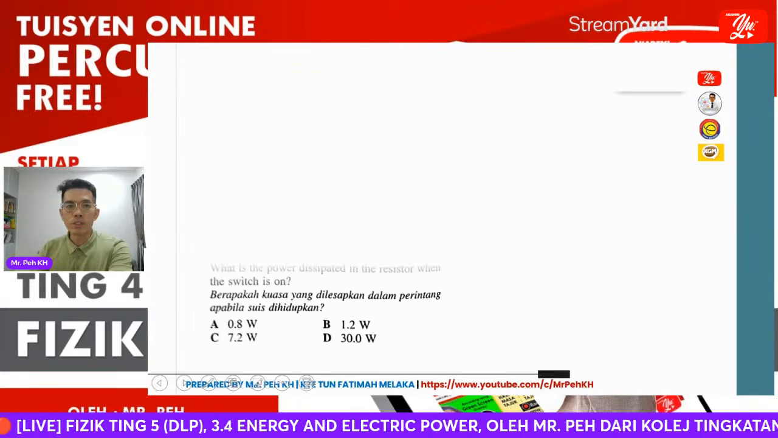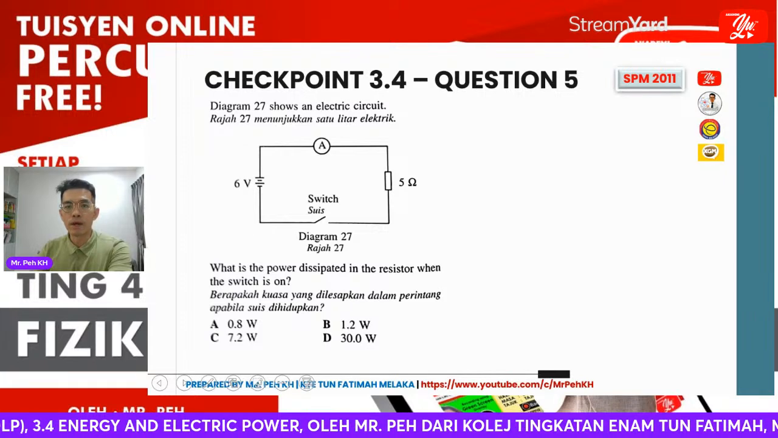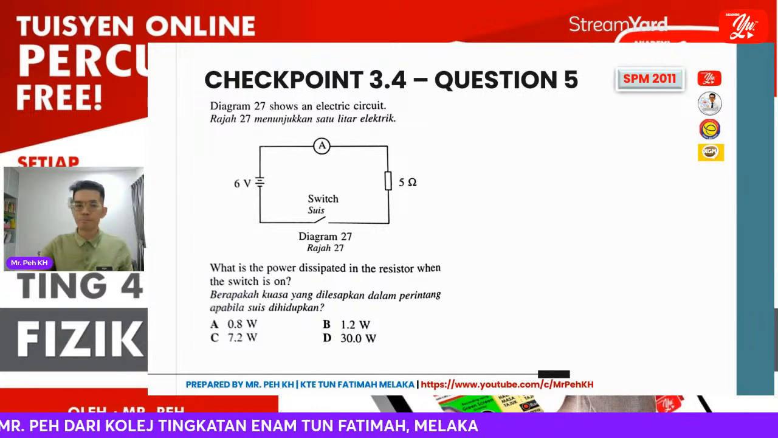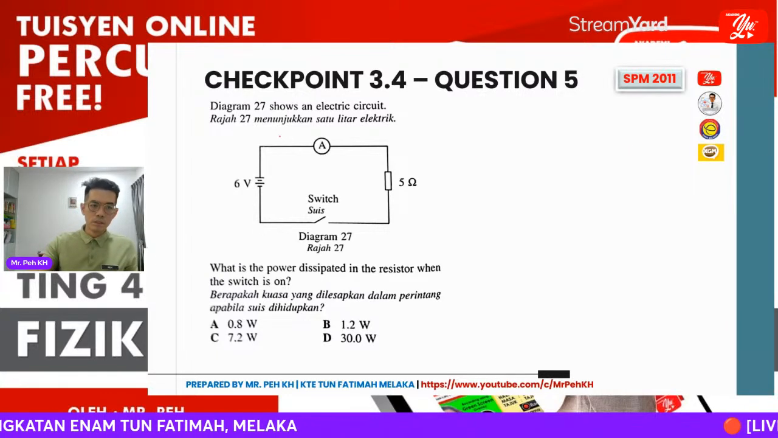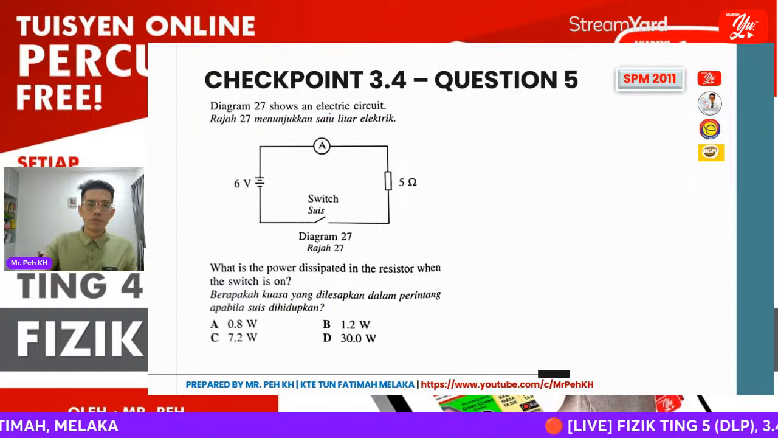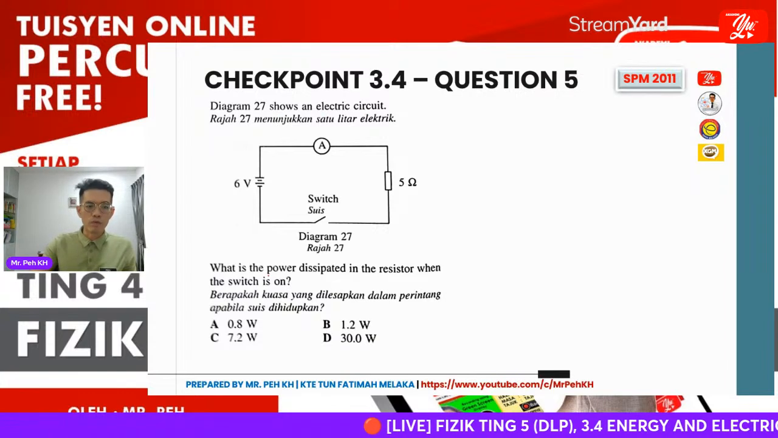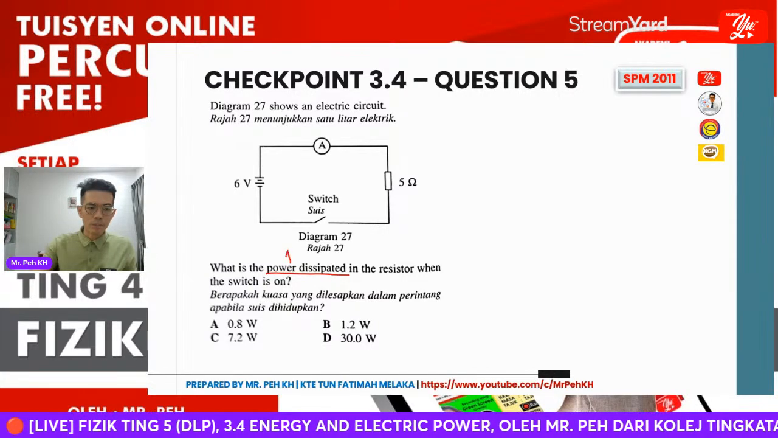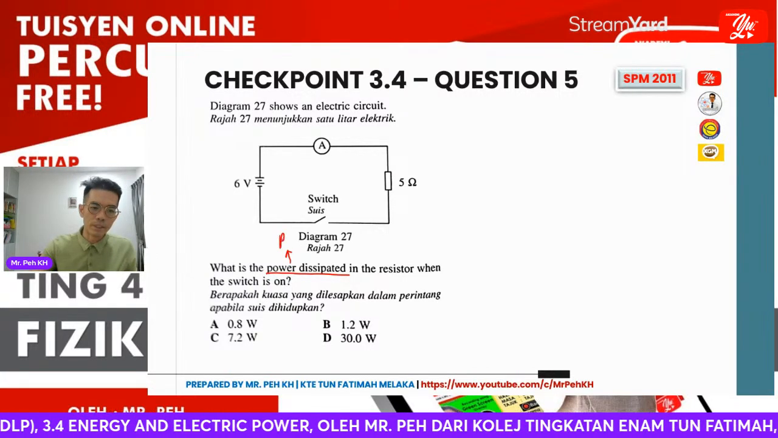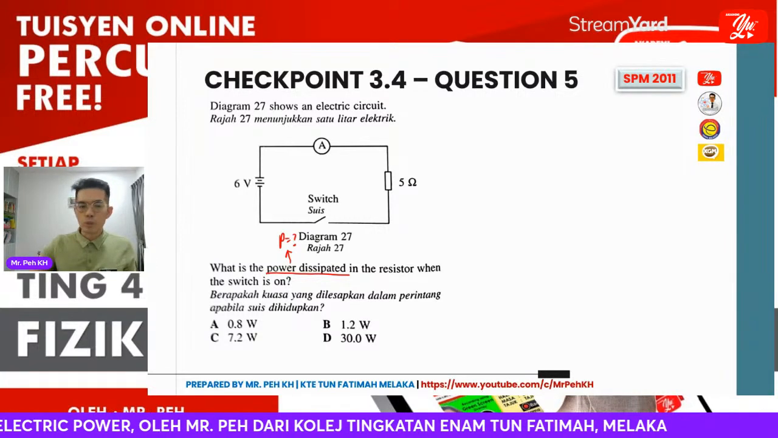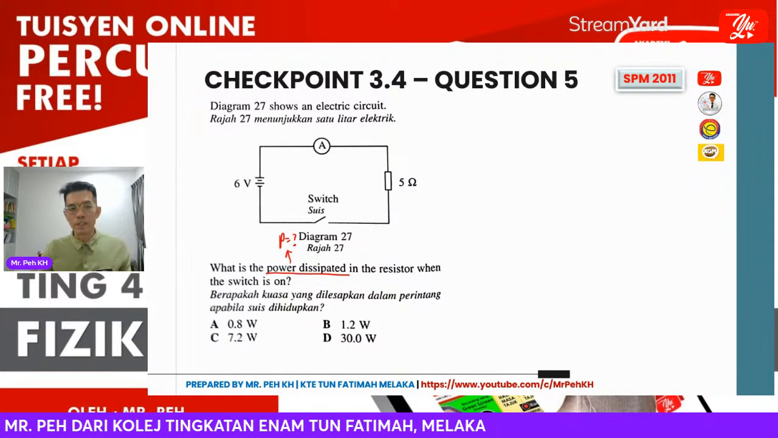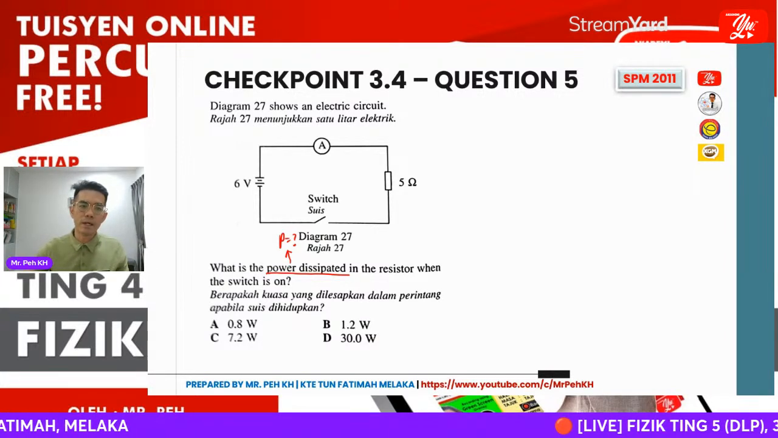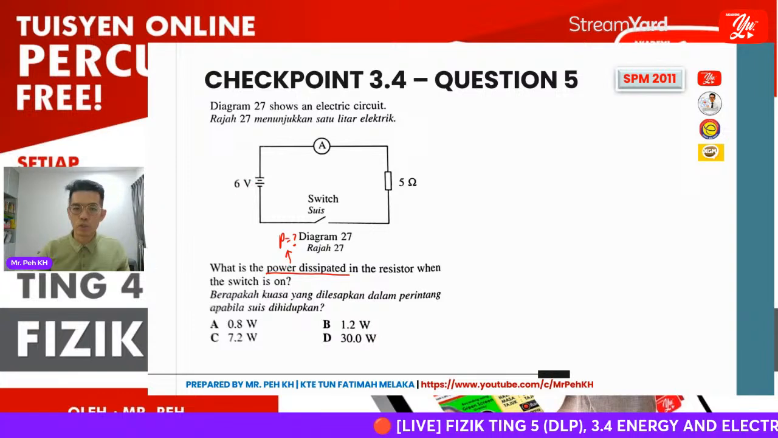Then the next question will be question number 5. This is the actual question of 2011. Here we have a diagram that shows the electrical circuit. The question asks you to find the power dissipated. Power dissipated means we need to find P. Again we have many methods to solve the question. The question gives us the resistance and also the voltage.